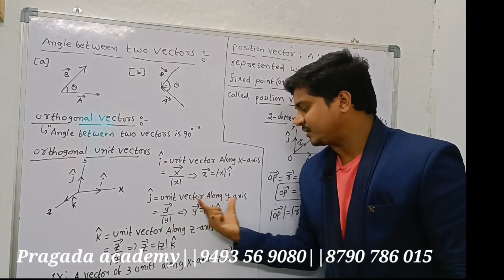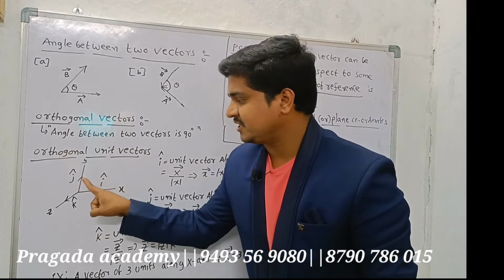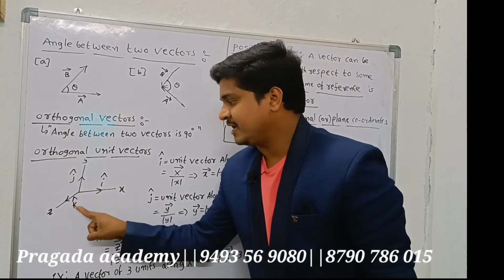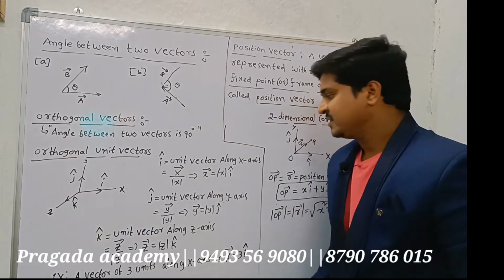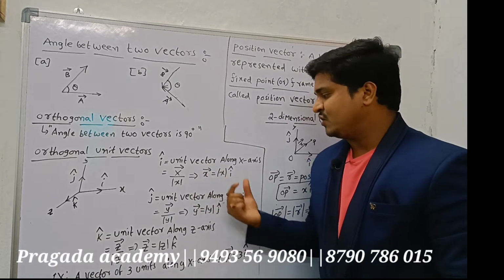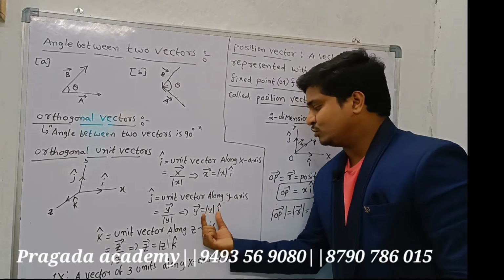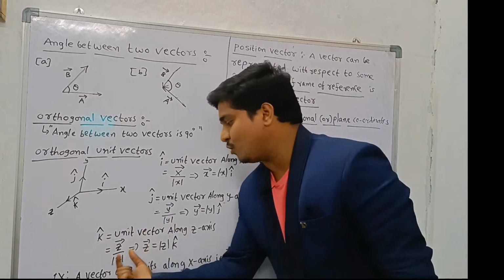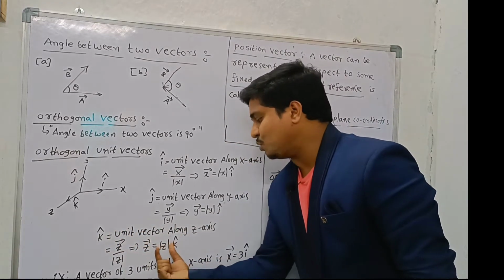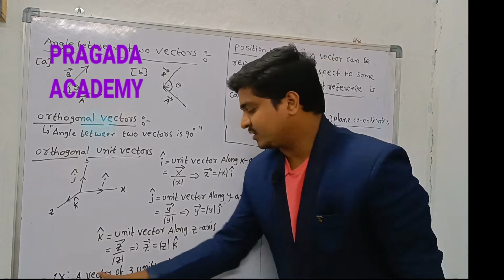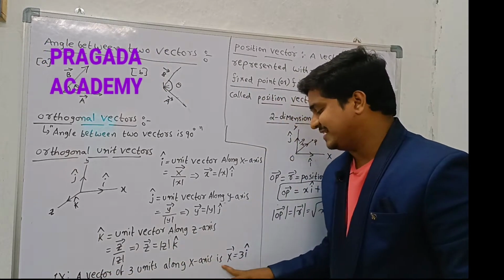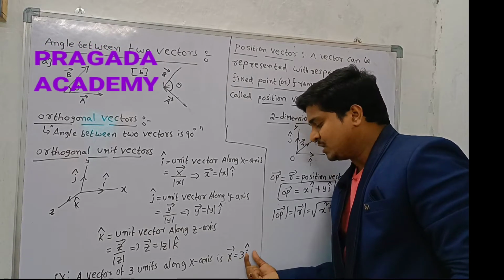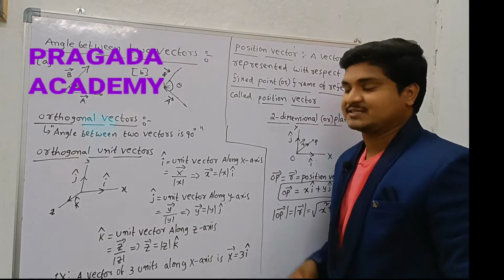j cap is the unit vector along the y-axis. i cap is the unit vector along the x-axis. k cap is the unit vector along the z-axis. To measure the value for the vectors, y bar equals mod y into j cap. k cap is nothing but z bar by mod z. From that, z bar equals mod z into k cap. A vector of 3 units along the x-axis is x bar equals 3 into i cap. 3 represents the magnitude, i cap is the unit vector along the x-axis.